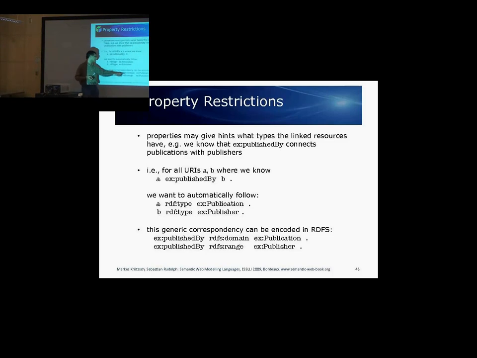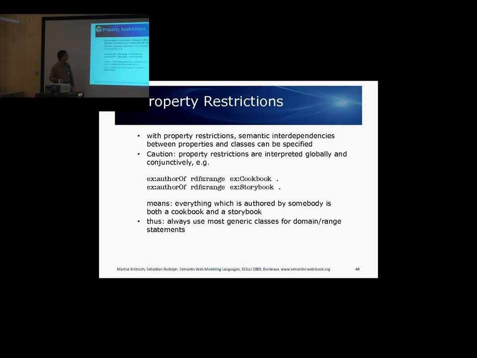What you can have over here is, when you have a domain, then only a publication can be the subject of the property published by. So only a book, or a publication, should technically appear as a subject of published by, and not a human being, or a car, or an aircraft. And for published by, I can represent that its range is a publisher. So only a publisher can show up as the object of this particular property, and not any other university or something like that. Using this, a lot of the dependencies between properties and classes can be specified: which classes participate in a particular relationship, and which classes cannot participate in a particular relationship.